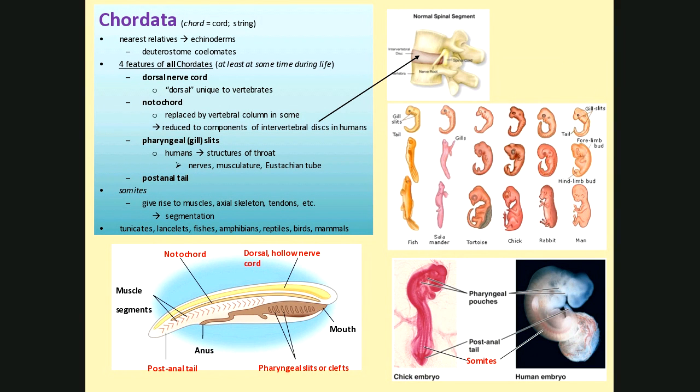Somites. Somites are the regular block formation of the muscles. That's segmentation. Look up above: fish, salamander, tortoise, chick. All of us start off looking kind of the same, right? We all have that dorsal nerve cord, a notochord, pharyngeal gill slits. It's just in the case of the humans, our pharyngeal gill slits don't end up as gills, like they do in a fish. They end up as the nerves and the musculature of the neck and the eustachian tube. You know, that tube that connects your inner ear to your throat, so you can balance out the pressure in your ear.